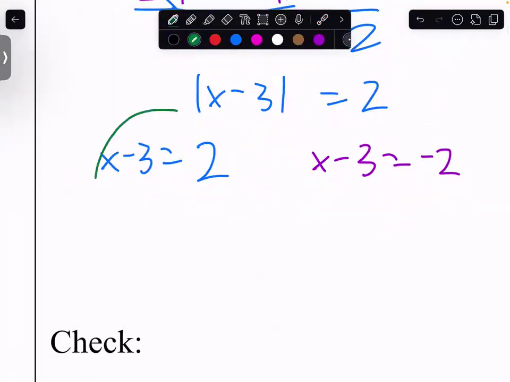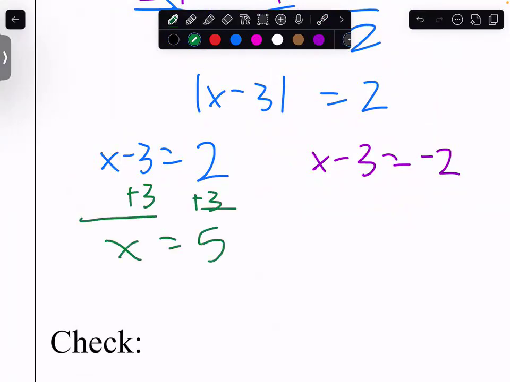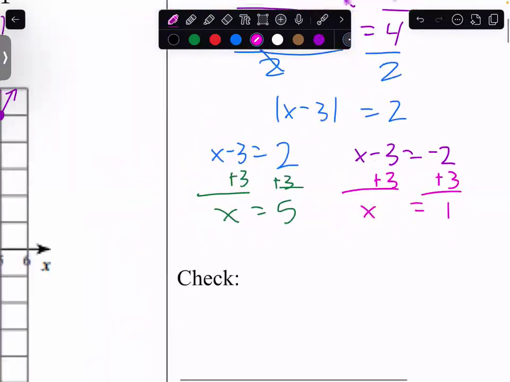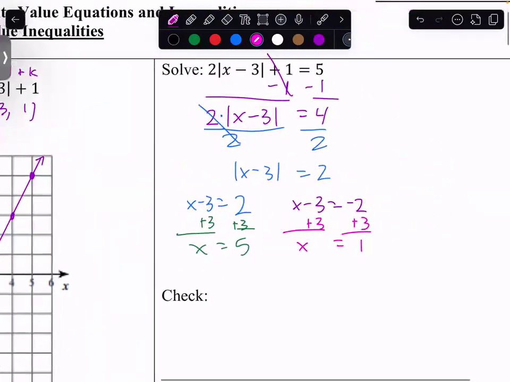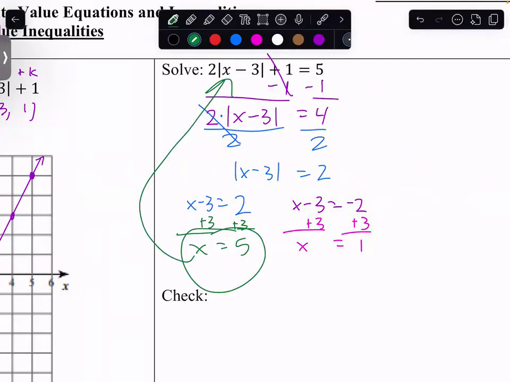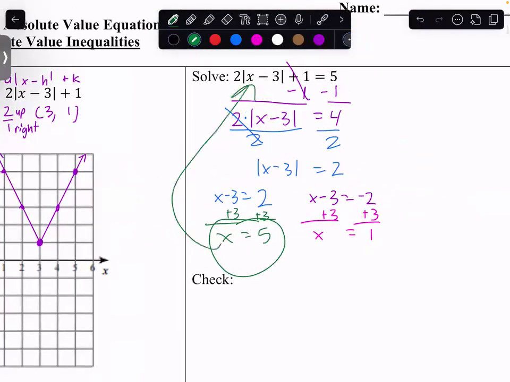All right, so over here, now you want to get the x by itself. So to undo the minus 3, you add 3 to both sides of the equal sign. And then over here, again, to undo the minus 3, you would add 3 to both sides of the equal sign. Okay, so I have 2 answers, but let's make sure they're correct. Take what you think is the answer, plug it back into the problem, and see if the 2 sides are equal.